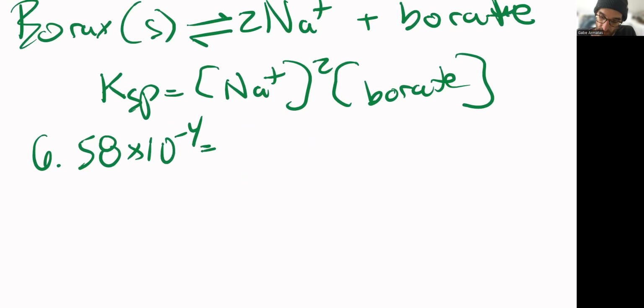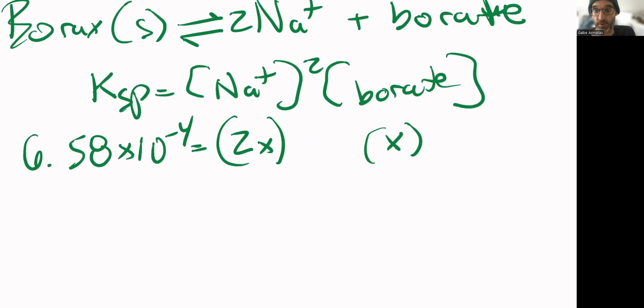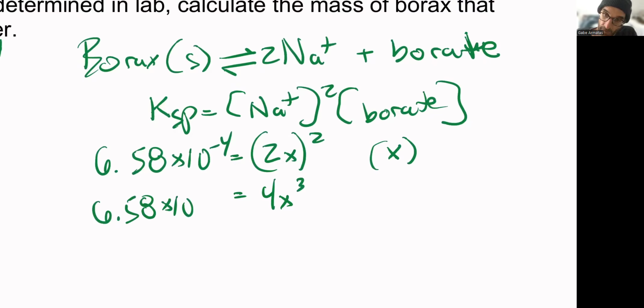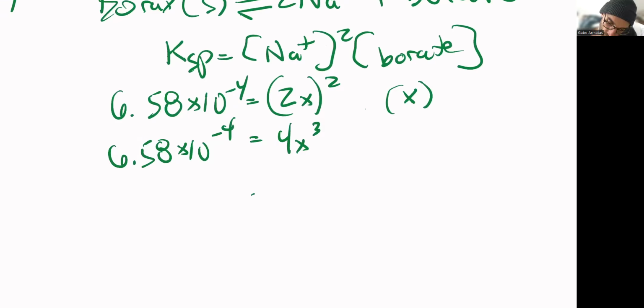I'm going to end up with X amount of borate and 2X amount of sodium. So for every 1 borate, I should end up with twice as much sodium, and so these two are going to be based on each other. I'm giving you KSP, which means I'm asking for equilibrium values. So the right side is going to be 4x cubed, and I'll rewrite this as 5.8 times 10 to the negative 4. Divide both sides by 4, and you end up with 1.65 times 10 to the minus 4.